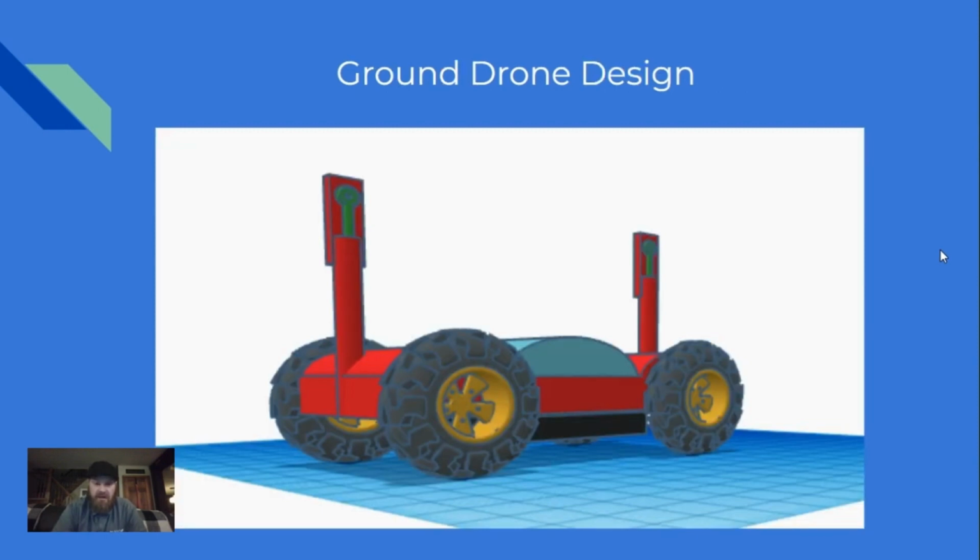Here's a 3D rendering of the ground drone. It's driven by two electric motors. The battery box is mounted under the chassis central to the vehicle to prevent tip overs. And it has two probes, one located on each end of the vehicle. There's a compartment on the top to store the electronic devices.